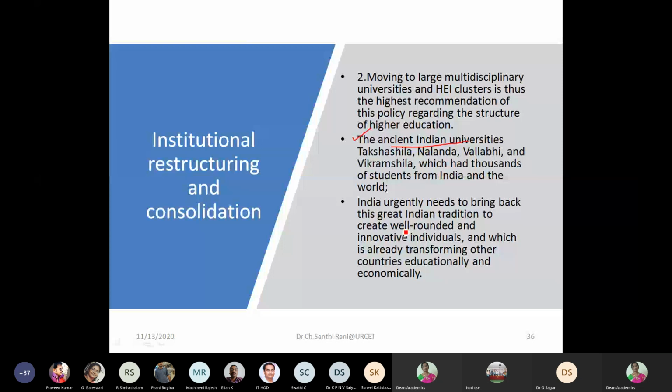Actually, other countries started following our tradition, and they started universities like our Takshashila and Nalanda, and they have transformed their countries, and they have become educationally strong and more economical. And by following us, they have become more and more economical. And now our India is feeling the urgent need to bring back this great Indian tradition for the well-rounded development of creative individuals.